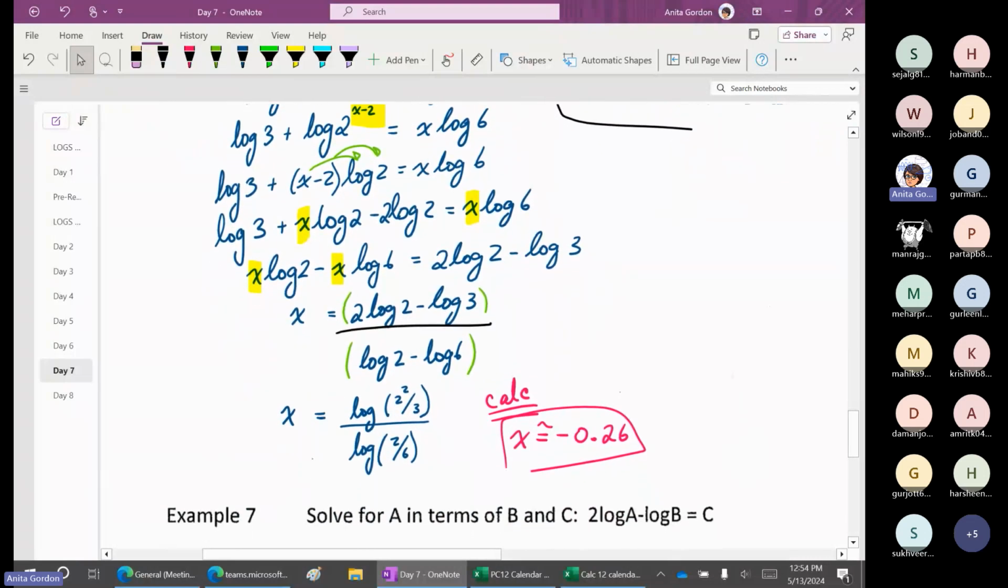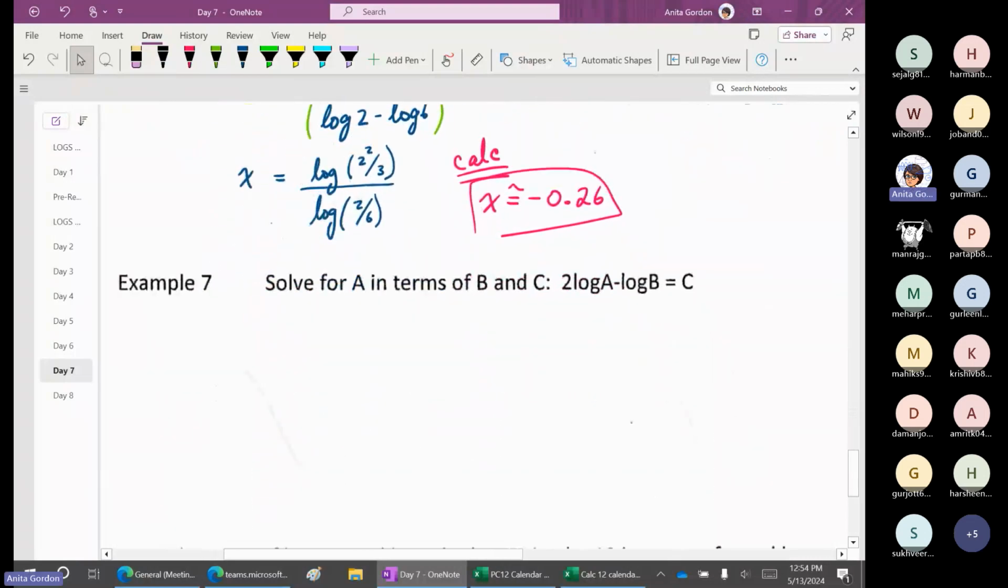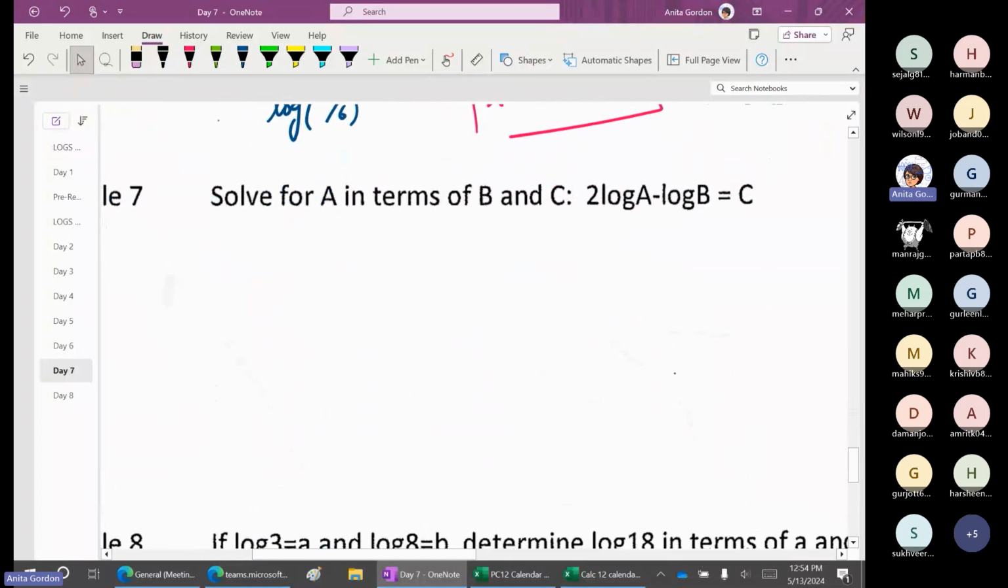All right, let's do the last two. Solve for A in terms of B and C. So now we're just practicing our rearranging rules. Here's my equation. Here's the bit I want. What could I do? Can I simplify anything first? Are the logs the same base? Can I put them together as one? If not, can I rewrite it? Can I move something? What can I do here?